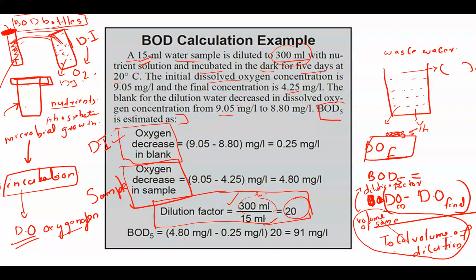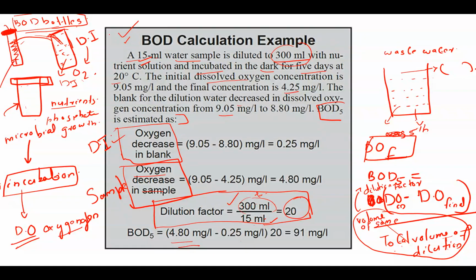Then here you see that initially BOD5 you will get 4.80. So this is the decrease in oxygen in the sample. In this calculation, they have actually taken both the sample and the blank, so there is a slight difference. Here, 4.80 is the oxygen decrease in the sample after the fifth day, and 0.25 is the oxygen decrease in the blank.